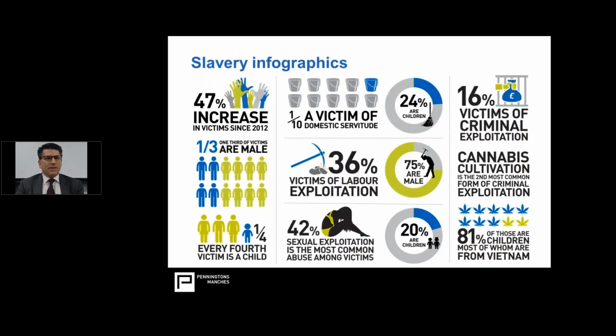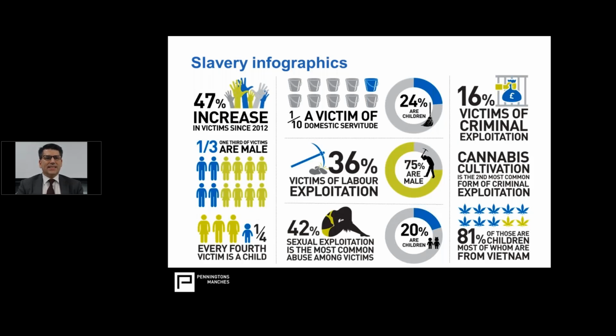Statistics have shown there to be a 47% worldwide increase in victims of modern slavery since 2012. 1/3 of the victims are male, with 1/4 being children. 1/10 of victims are working within domestic servitude, such as housekeepers, and approximately 1/3 are victims of labour exploitation within manual jobs, with 75% of such victims being male. The most common area is sexual exploitation, which makes up 42% of victims, of which 20% are children.